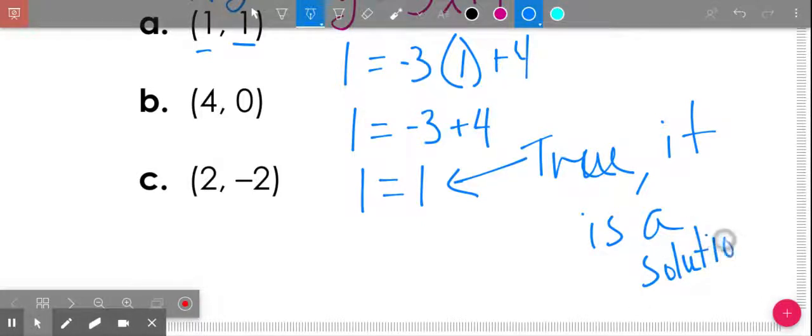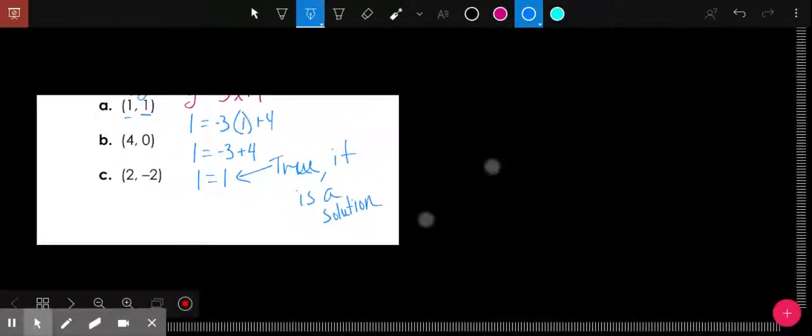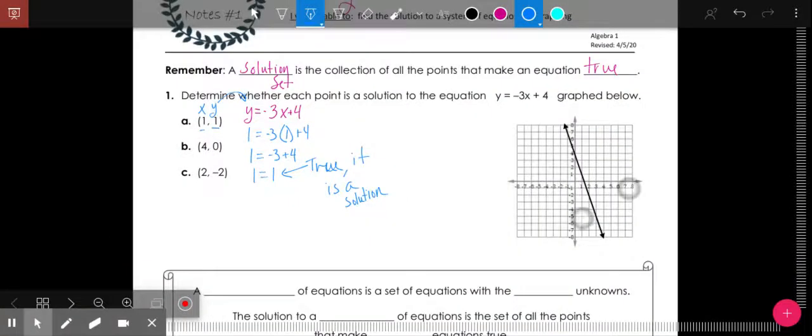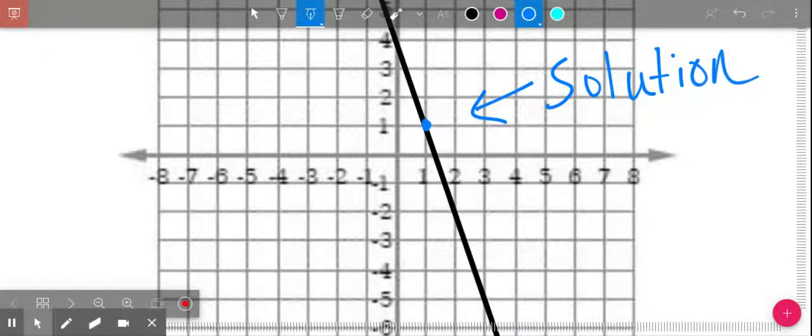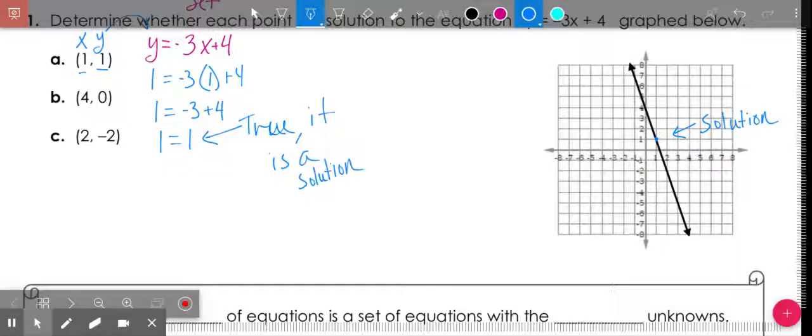Now, another way that we can check to see if something is a solution is to see if that point is on the line. So if I go check that point, 1, 1, it is on our line, therefore it is a solution, because we know that it is on the line. So that's how we're going to check these other 2 points. Since we're focusing on graphing today, that's how we're going to check our points.